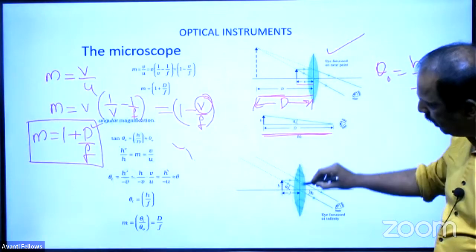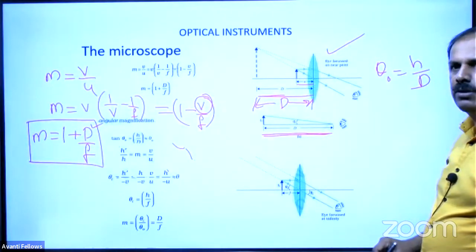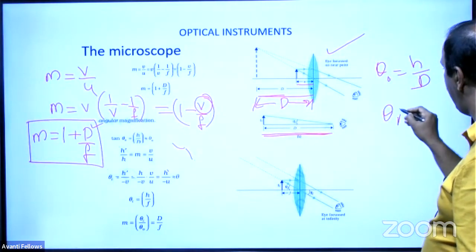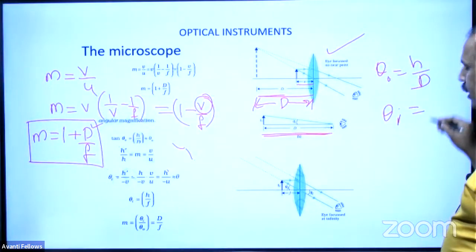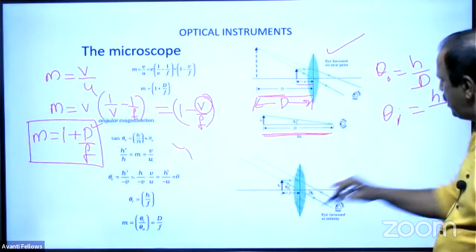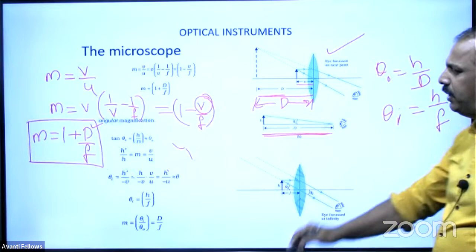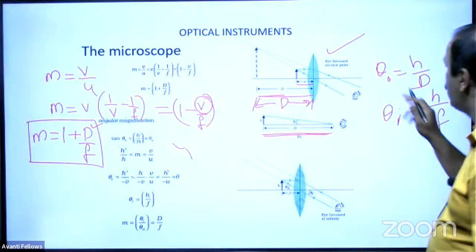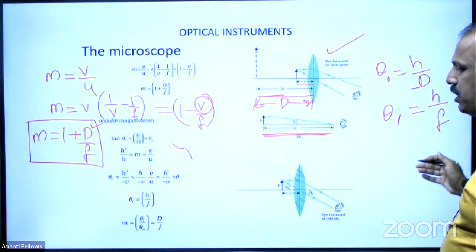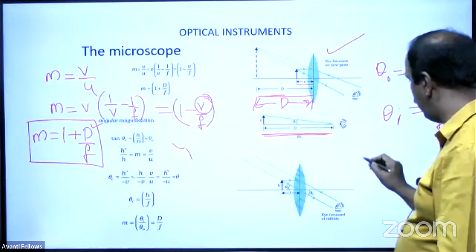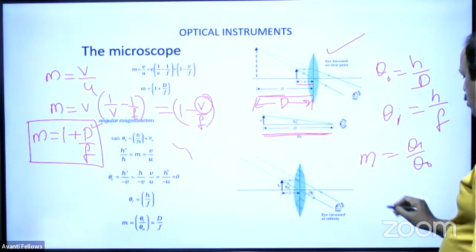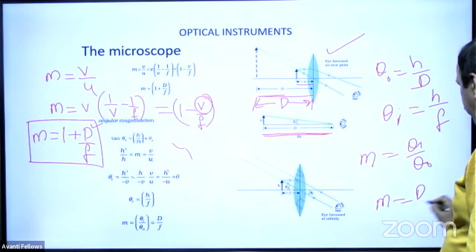And here you see the image is formed at infinity. So here the value is theta I. Theta I is equal to H by, see here, when the image is formed at infinity, the object will be kept at F. H by F. See here, so much other stuff is there, I am going direct. Okay. So theta O is this one, theta I is this one. Then what is our magnification? Magnification M is equal to theta I by theta O. So magnification will be equal to just D by F.